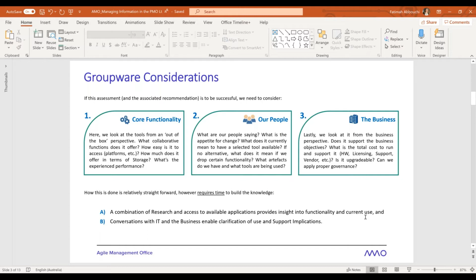So there's a lot of different things that we need to take into consideration when talking to your people, understanding from them what the key features or functionality they would need in a tool.